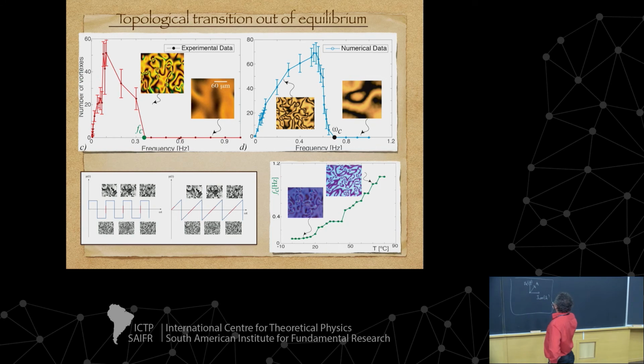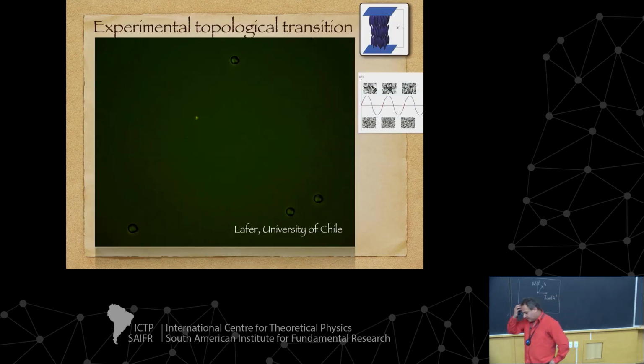So for high temperature, we need a high frequency to observe the transition from vortex to no vortex. But which is unexpected, this I like a lot.